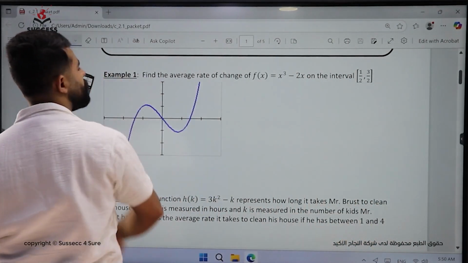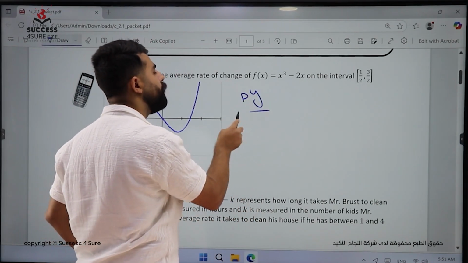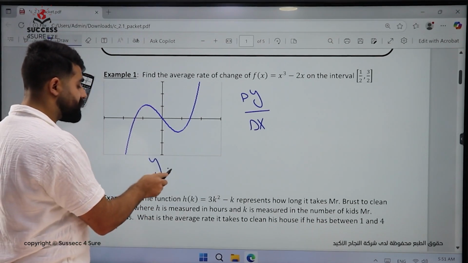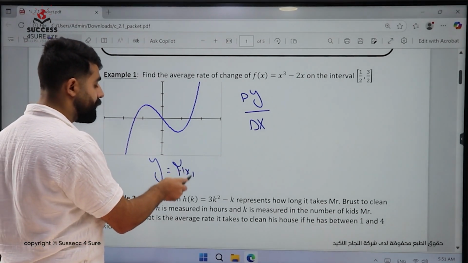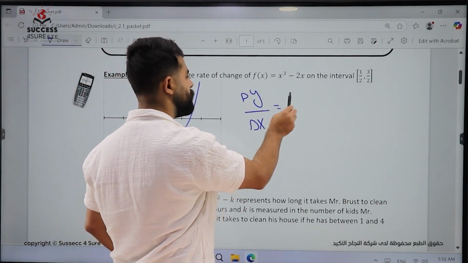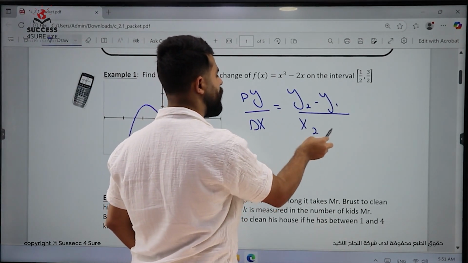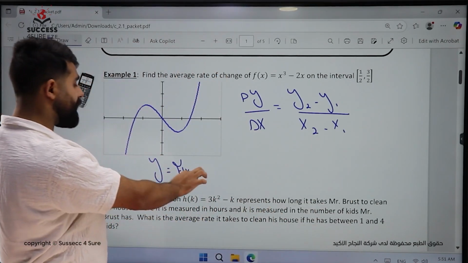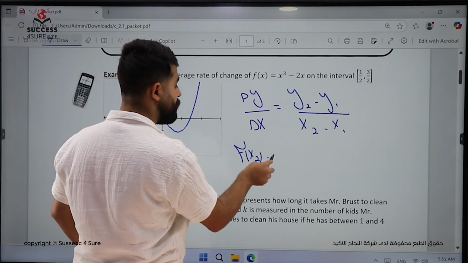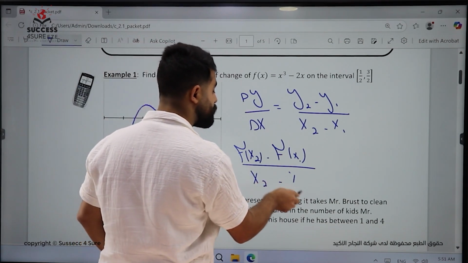If you want to find the average rate of change for any function, you have to say that it is delta y over delta x. And we talked before that when you say y, it is the same as f of x. Now, delta y over delta x is y2 minus y1 divided by x2 minus x1. And as we said, y equals f of x, so it is f of x2 minus f of x1 divided by x2 minus x1, okay?